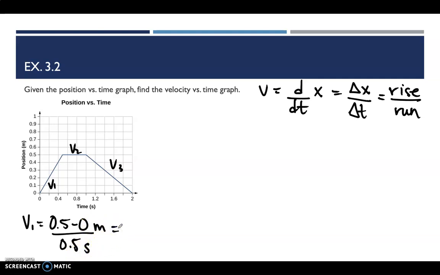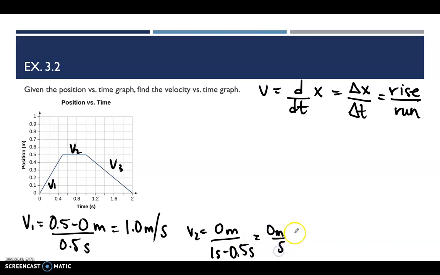And so we get V1 is 1 meter per second. Okay, V2, as you can see, there was no change in position, so 0 meters, but there was a change in time, from 0.5 seconds to 1 second. So that'll be 1 second minus 0.5 seconds, or just 0 meters per second.